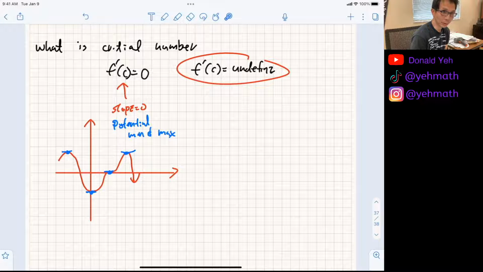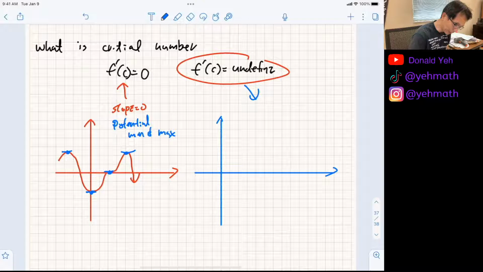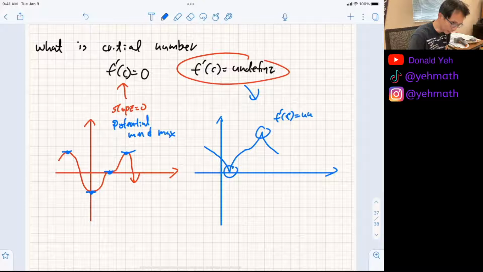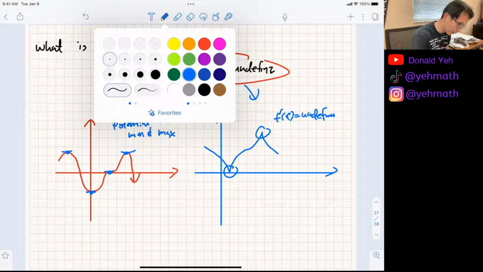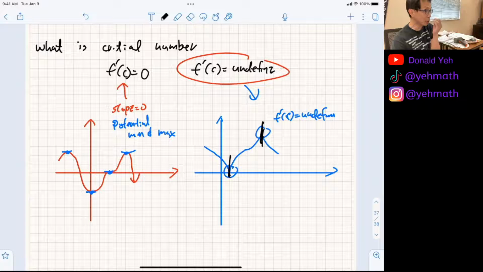Okay, so does that make sense? Now, where is f prime of c undefined? Well, those are the cases where you have something like a cusp, like this. You can have a cusp. So this is f prime of c equal to undefined. Why? Because you have something called a vertical tangent. If you draw a tangent line here, it's vertical. That's only if the original function is defined at f of c.